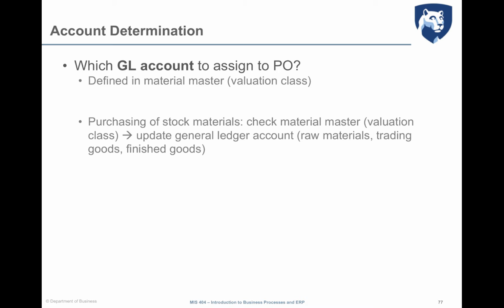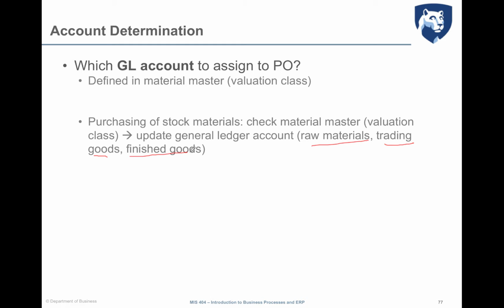However, we saw when we deal with accounting information and accounting activities that the general ledger contains multiple inventory accounts, such as raw materials, trading goods, finished goods, semi-finished goods, and so on. So there is the need to make the ERP system understand which of these inventory accounts must be updated when the purchasing process is in place and materials have been received.